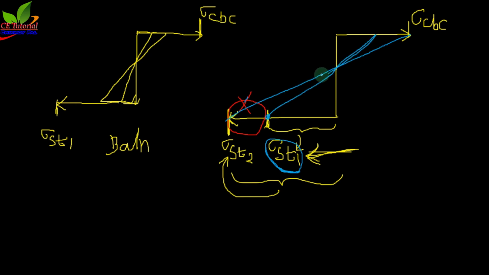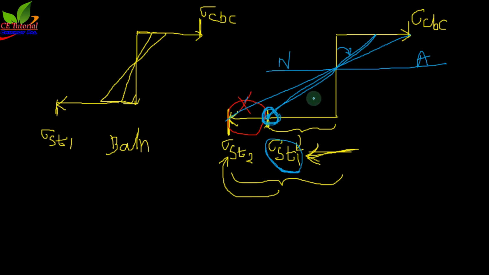So this is actually a straight line. Now you can see that the strain line rotates in clockwise direction about the neutral axis. This is the neutral axis. The strain line rotates in clockwise direction about the neutral axis and it will rotate up to this point only. Beyond the sigma st1 you cannot go.